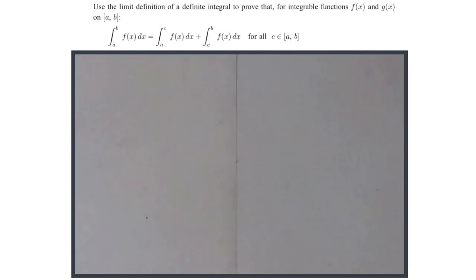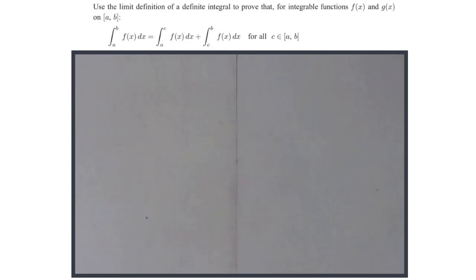Use the limit definition of a definite integral to prove that for integrable functions f of x and g of x on the closed interval between a and b, the integral from a to b of f of x dx equals the integral from a to c of f of x dx plus the integral from c to b of f of x dx, for all c within the closed interval a and b, as in c somewhere in between.